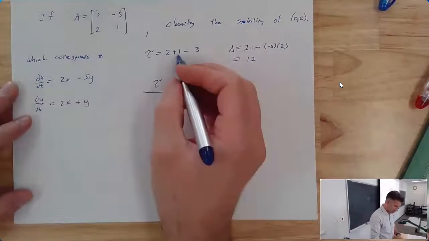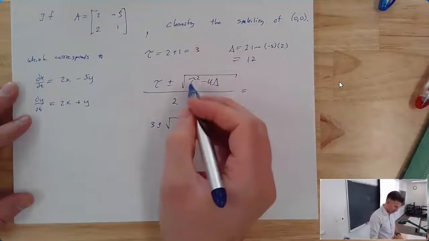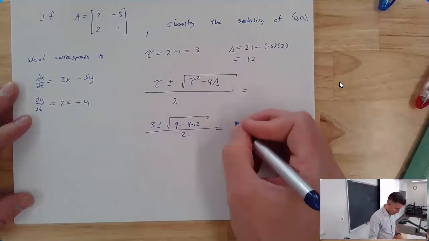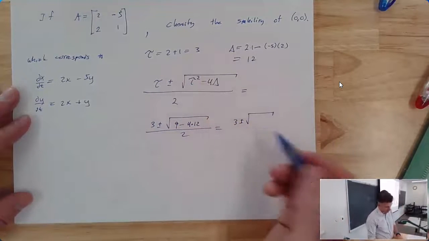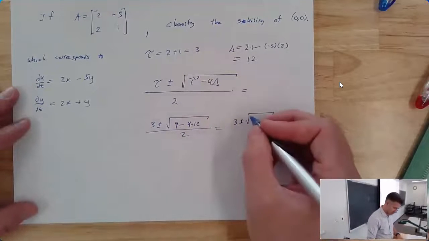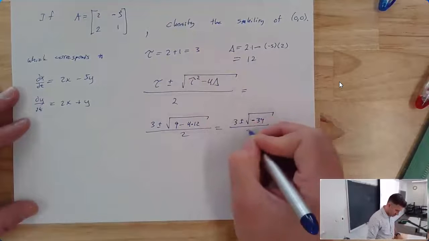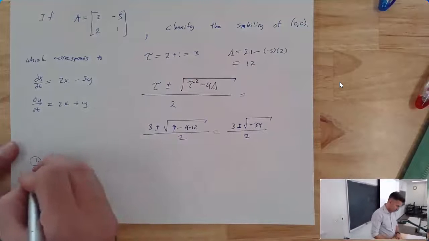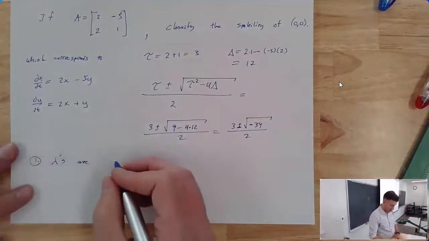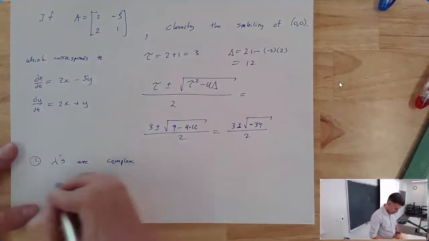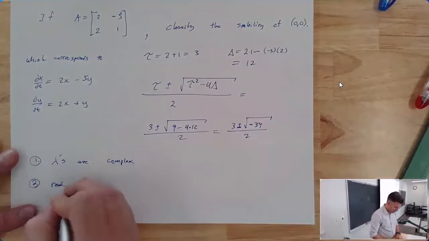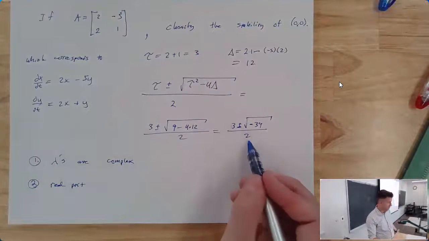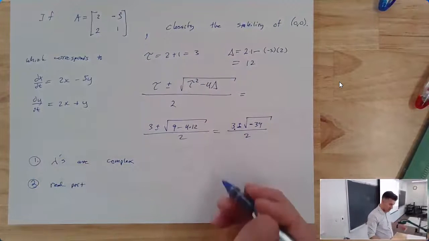In this case, we get 3 plus or minus the square root of 3 squared minus 4 times 12, all over 2, which is 3 plus or minus the square root of, I don't really care at this point, but it's 9 minus 48, which is negative 39. Here's all I care to take away from this. One, my eigenvalues are not real, they're complex. Two, the real part is positive or negative? It's positive, because you've got a 3 over 2. I didn't even care about the 2 there.